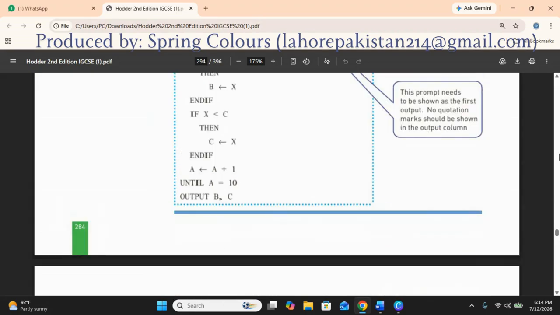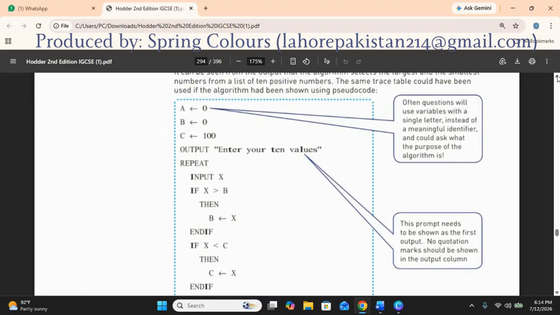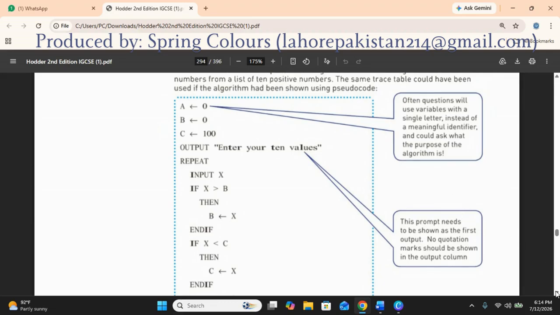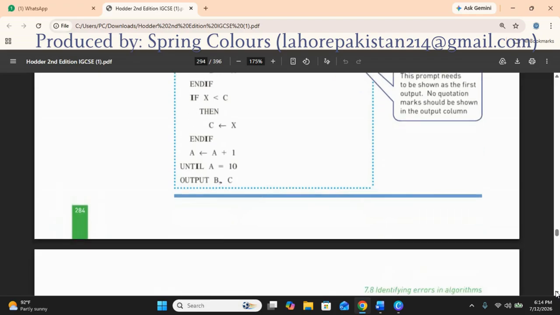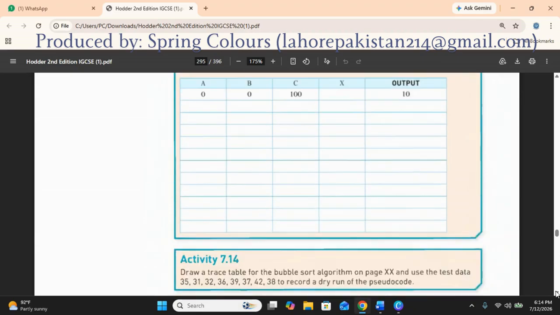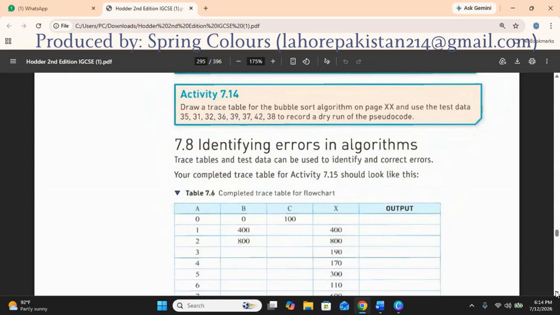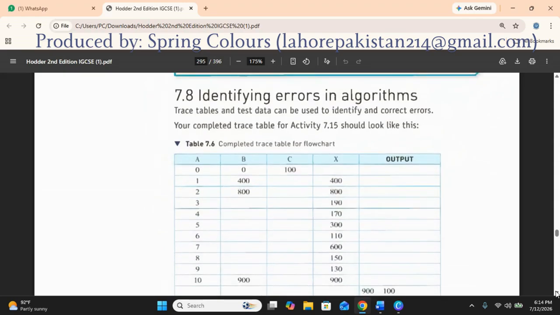As you can see on page 284, the pseudocode that was first given had some flaws. It could only handle values between 0 and 100, and if any value lesser than 0 or greater than 100 was given, the pseudocode was not able to handle those values.